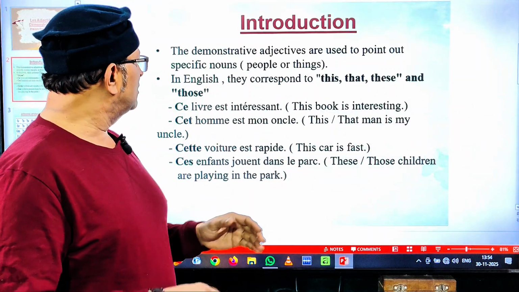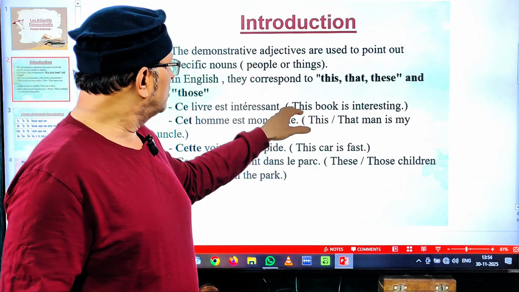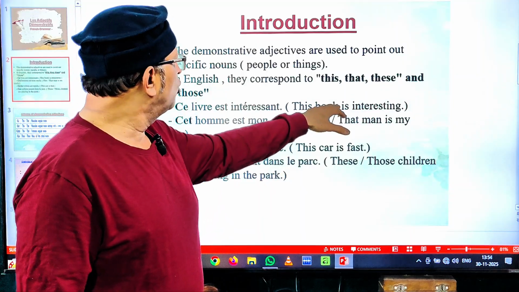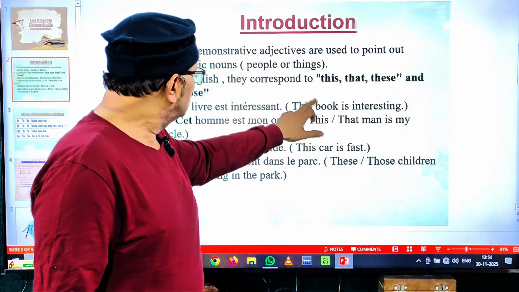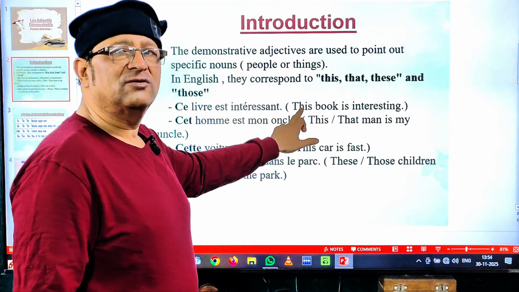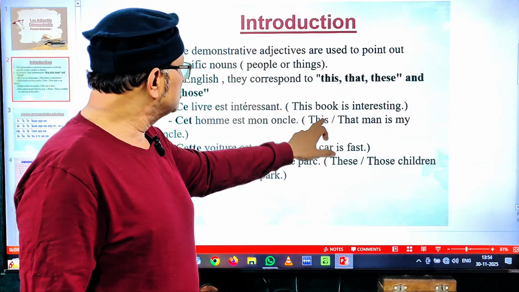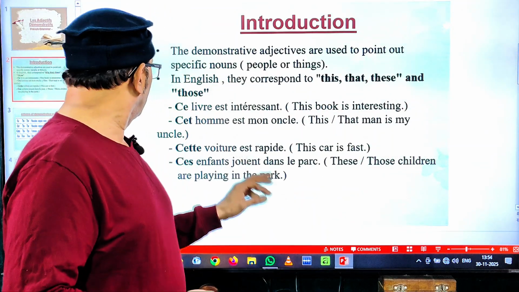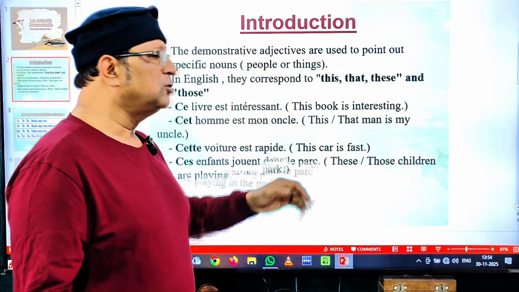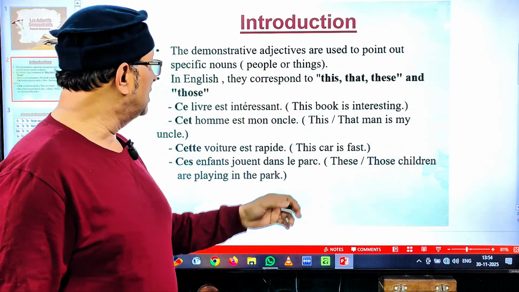So for example, you can see English sentences. This book is interesting. In this sentence, "this" is a demonstrative adjective. Here also, if you can see, this or that man is my uncle. So here also we use demonstrative adjectives, this also, that also.